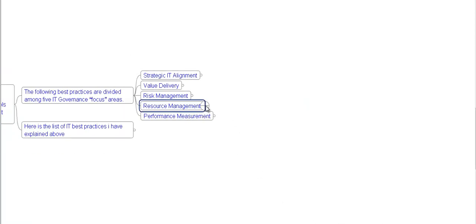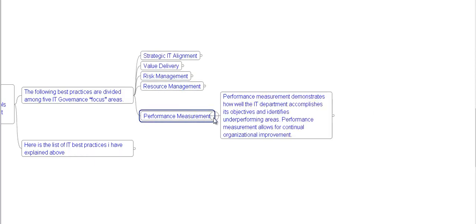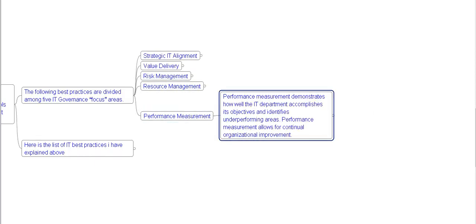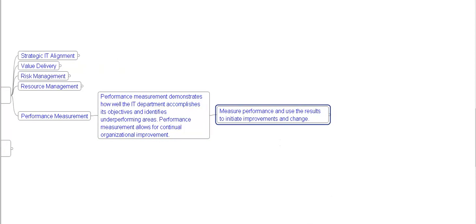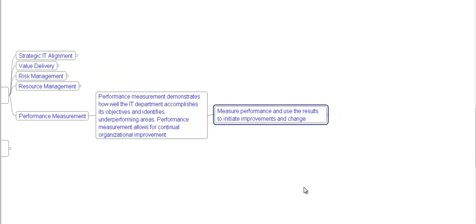Performance measurement. Performance measurement demonstrates how well the IT department accomplishes its objectives and identifies underperforming areas. Performance measurement allows for continual organizational improvement. Measure performance and use the results to initiate improvement and change.